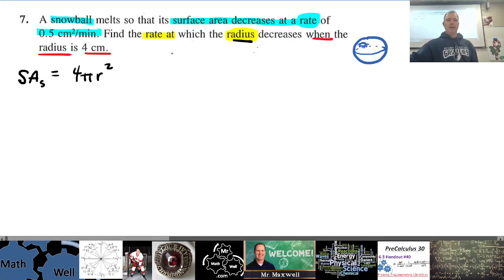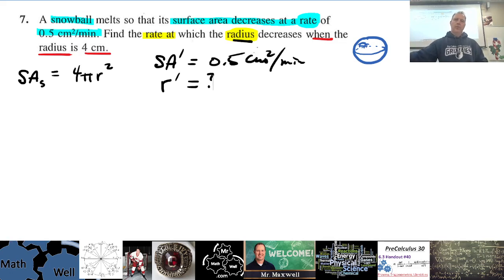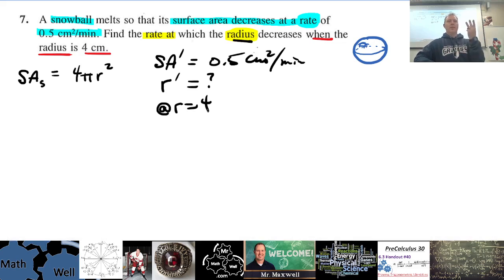So the surface area prime is 0.5 centimeters squared per minute. And find the rate of the radius. So r prime, we don't know. And we have the conditional criteria: r equals 4. So related rates, 3 main things. Again, as you move on, there may be more rates involved, maybe 3 rates, so you might have 4 things. But we have given rate, unknown rate, and conditional criteria.